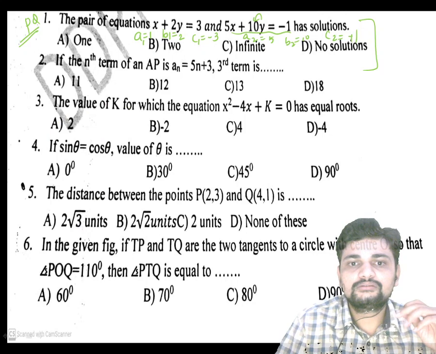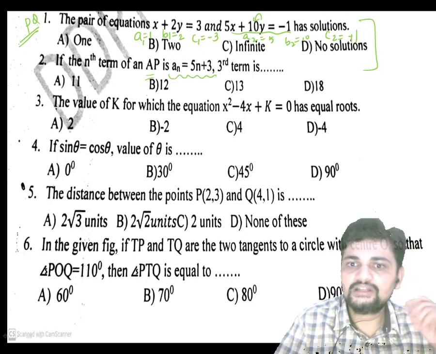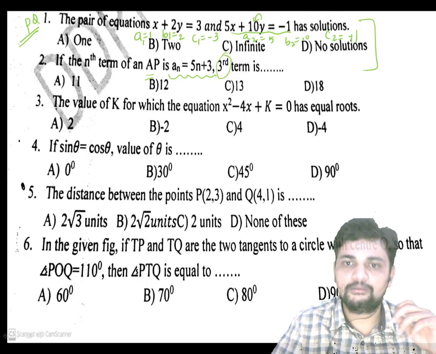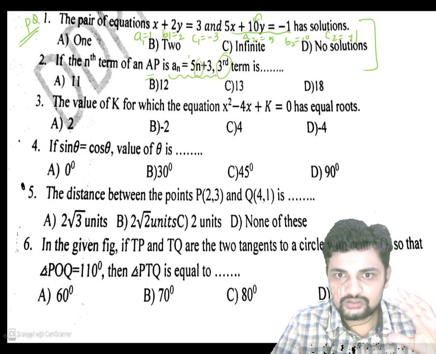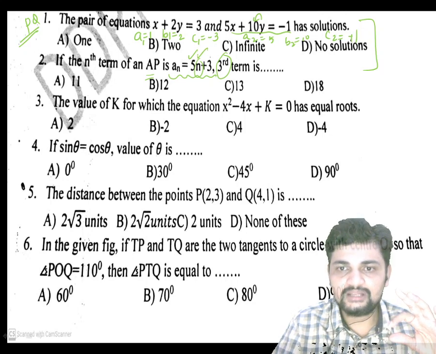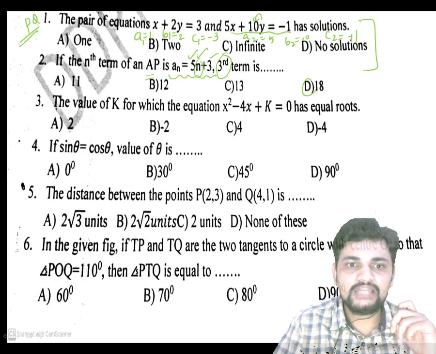Now second one. So again, the nth term of an AP, that is arithmetic progression, is given. You have to find out the third term. So put n equal to 3 here to get the answer, as simple as that. So 5 into 3 is 15, 15 plus 3 is 18. So option D is correct. Now moving to the next question.